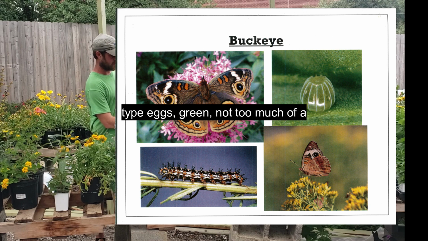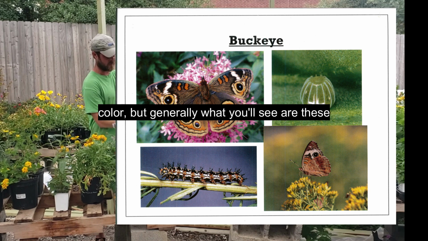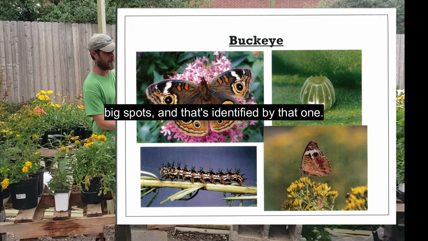small type eggs, green, not too much of a fancy underside, kind of a brownish, boring color, but generally what you'll see are these big spots, and that's how you'll identify that one.